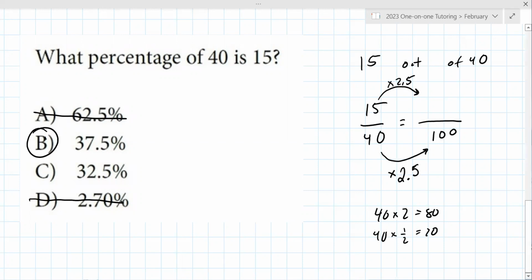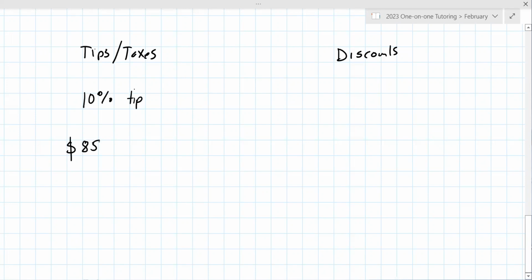This is where I'm going to go into just a tiny bit of teaching before we do some more problems. There are tips and taxes, and then there are discounts, and we're going to talk about each of those for the moment. You've been to a restaurant. Let's say you wanted to leave a 10% tip on a bill, and it's an expensive meal, $85. Can you tell me what 10% of $85 is?